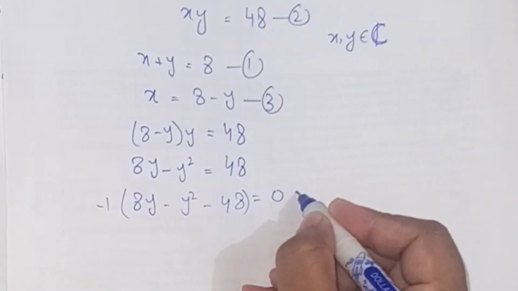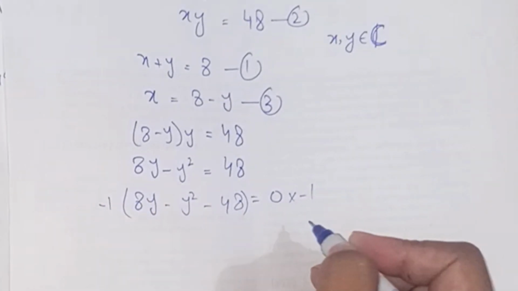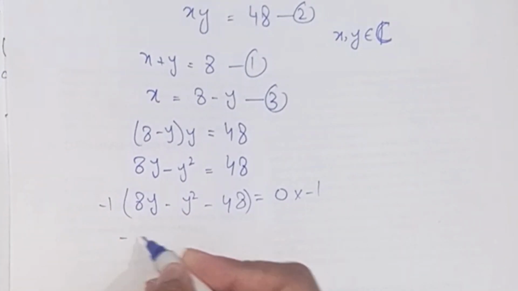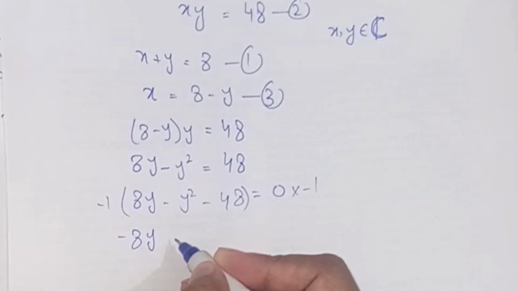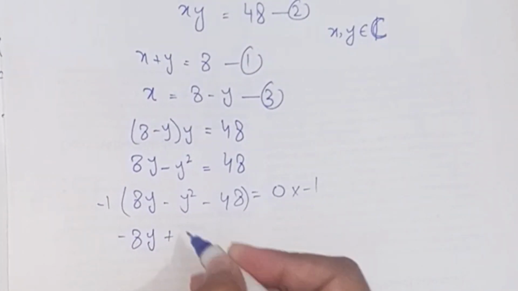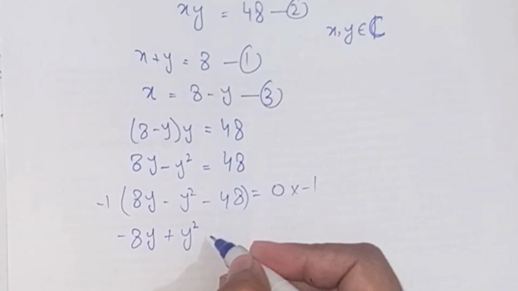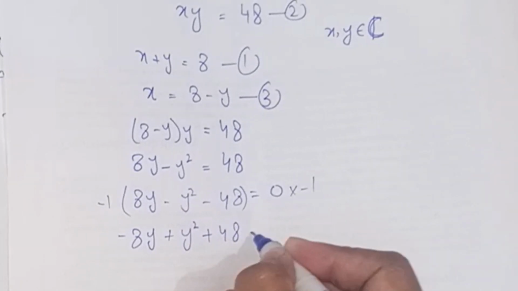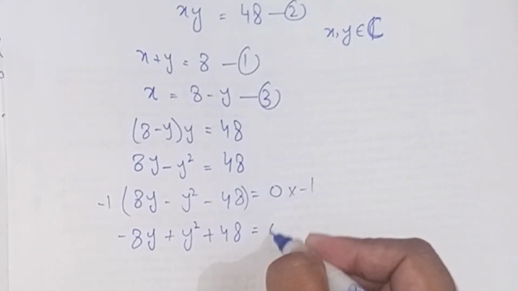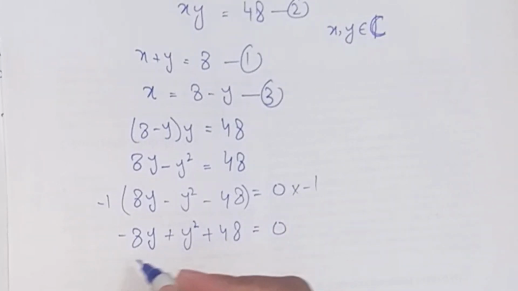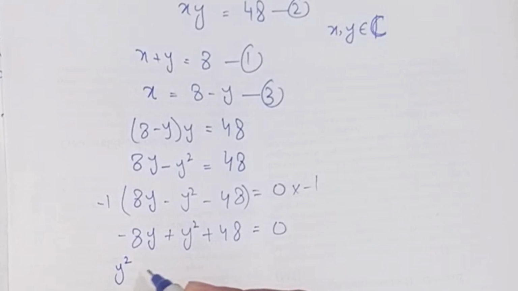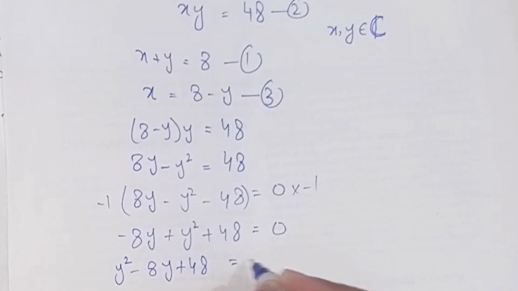In the next step, we multiply this equation by minus 1, and also multiply this side by minus 1. So this first term will become minus 8 times y. The second term will become plus y square, and this term will become plus 48, and 0 multiplied by minus 1 is 0. Now we rearrange this value. So this is y square minus 8 times y plus 48, it's equal to 0.